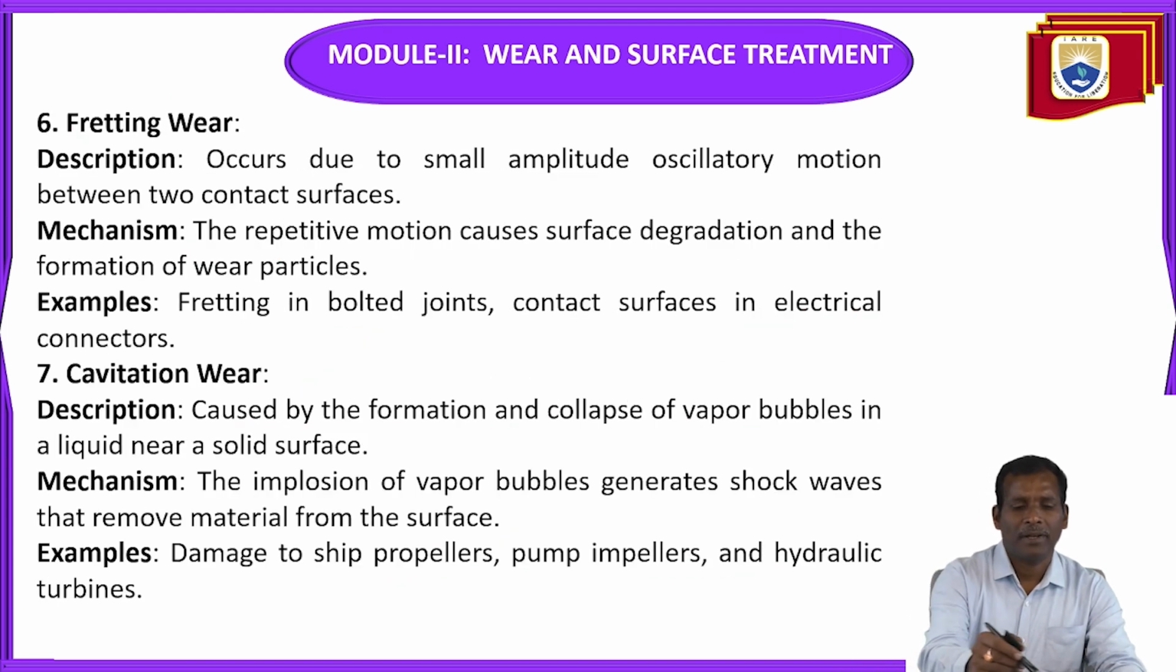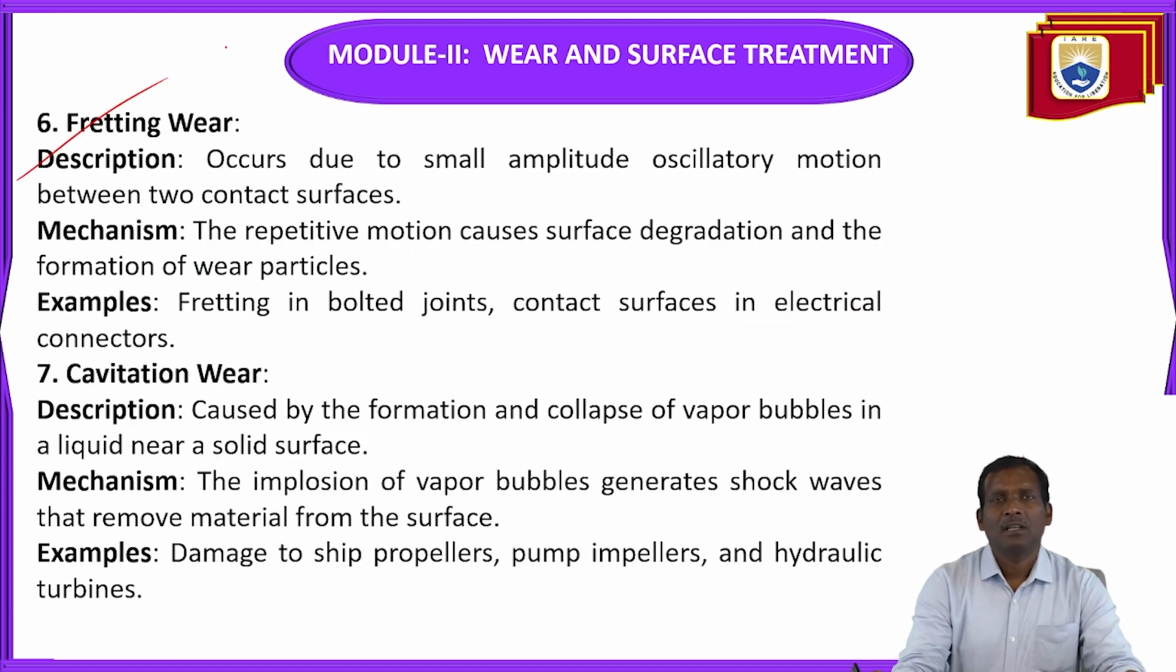Next, fretting wear. This type of wear occurs due to small amplitude oscillatory motion between two contact surfaces. The mechanism is that the repetitive motion causes surface degradation and the formation of wear particles. Examples are fretting in bolted joints and contact surfaces in electrical connectors.